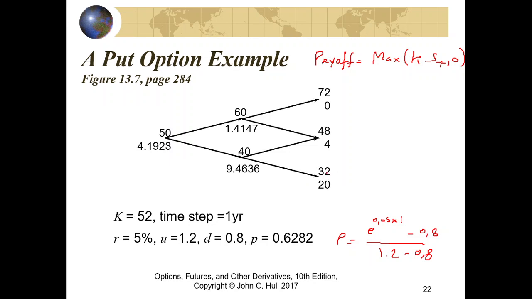Now when the price of the stock is 72, the payoff of the option will be 0 because the option will be out of the money. When the price of the stock is 48, since the strike price is 52, the payoff is going to be 4. When the price of the stock is 32 and K is 52, then the payoff is going to be 20.